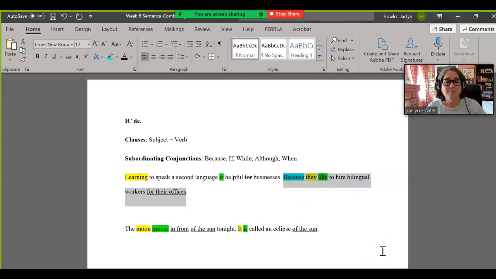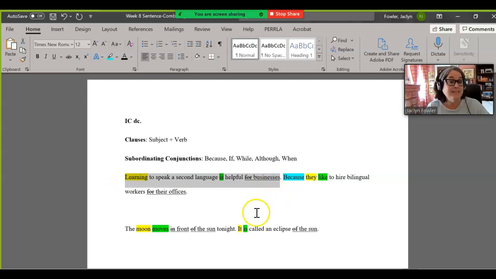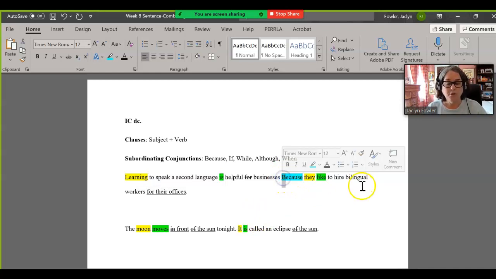Because they like to hire bilingual workers for their offices, what else? What else is there? So because this is at the end of the sentence, we're lucky to have an introductory independent clause. This is a sentence. It stands by itself. So all we do is we take out the period. Because is not a proper noun or I, so we make it a small b. Finished. Learning to speak a second language is helpful for businesses because they like to hire bilingual workers for their offices. It's a really nice sentence put together.